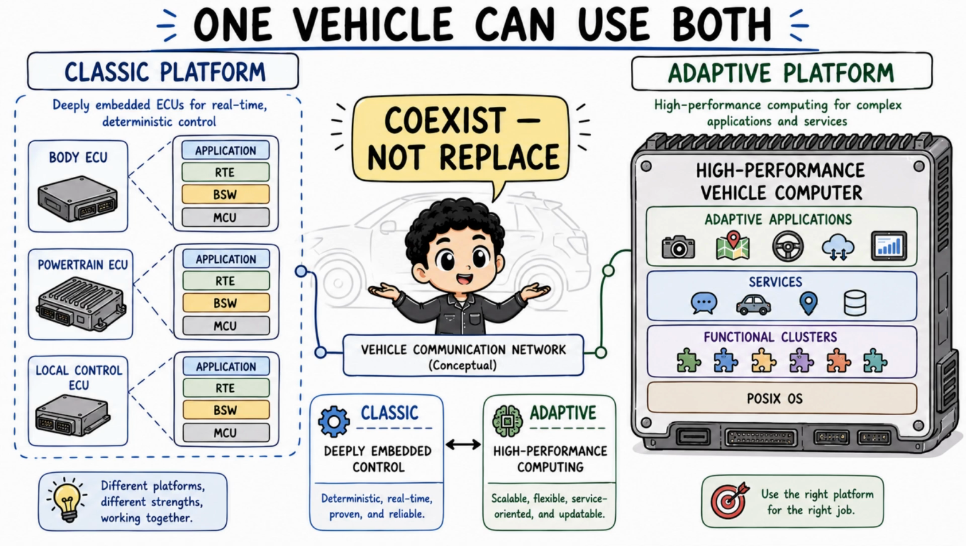That does not mean Adaptive replaces Classic. A modern vehicle can contain both. A body controller, power window ECU, or another deeply embedded controller may use Classic. A high-performance automated driving or vehicle compute platform may use Adaptive, and those systems may need to communicate with one another. AUTOSAR continues to develop both platforms.